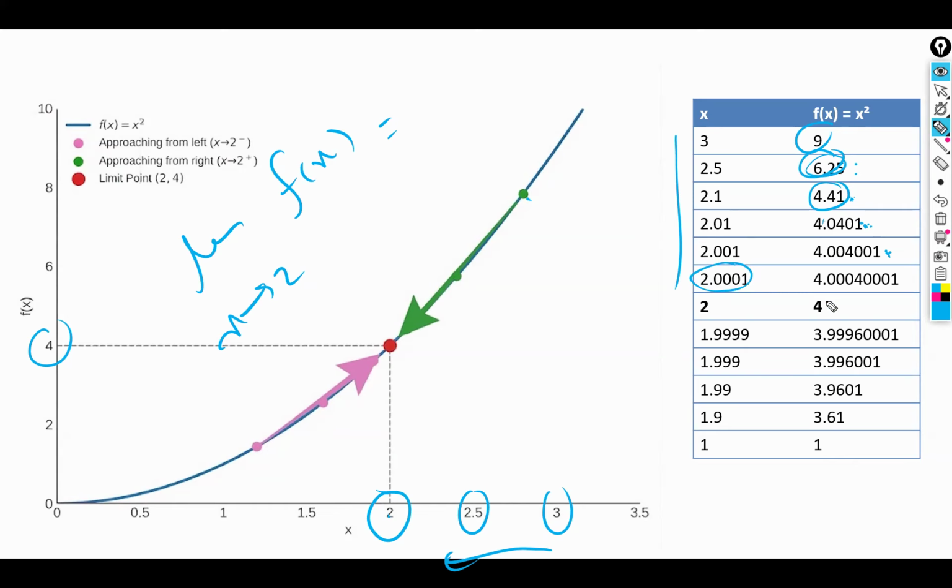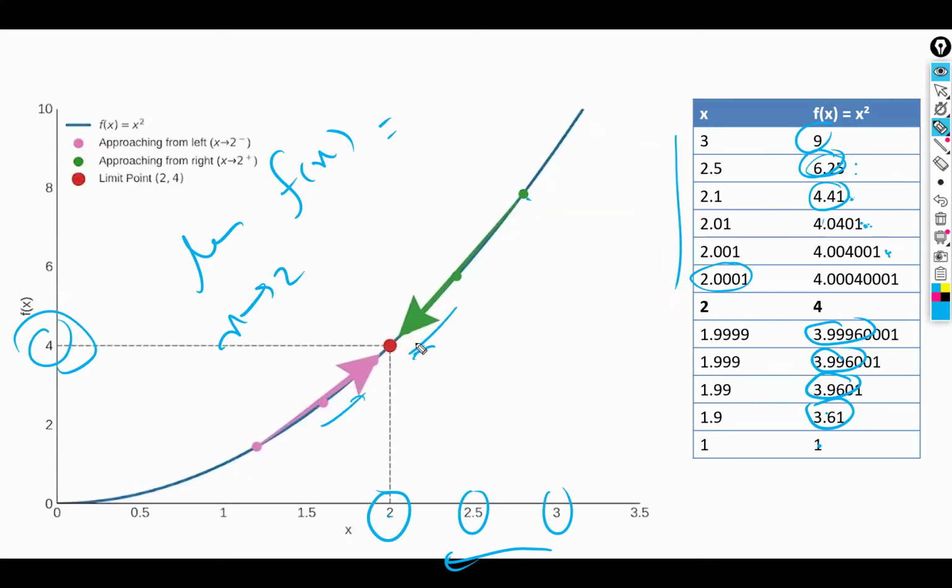2.00000001, that will be even smaller than this. That means we are getting closer and closer to 4. From this side, we are getting closer and closer to 4. You can see this is closer to 4 than this. This is closer to 4 than this. This one is even closer, even closer. So if you say 1.9999999, that will be even closer to 4. But it will never go beyond 4 as long as you are below 2.